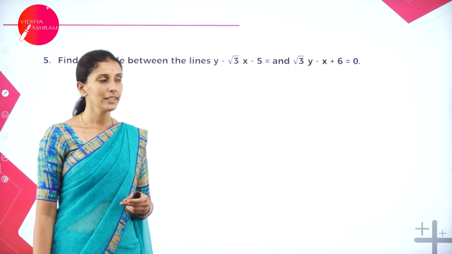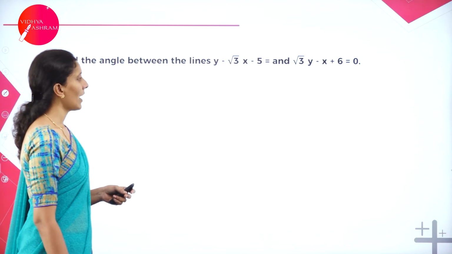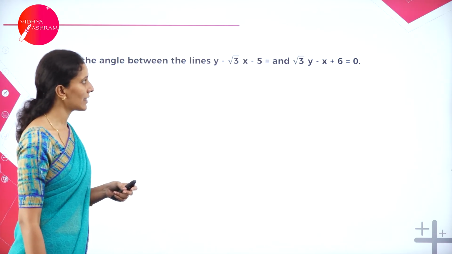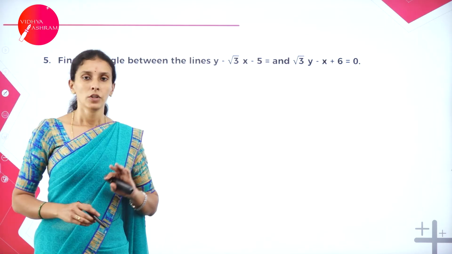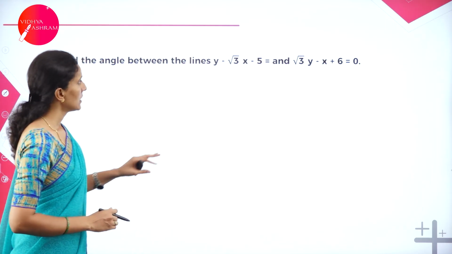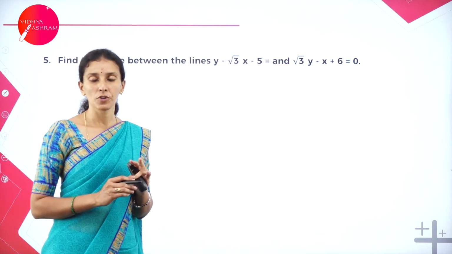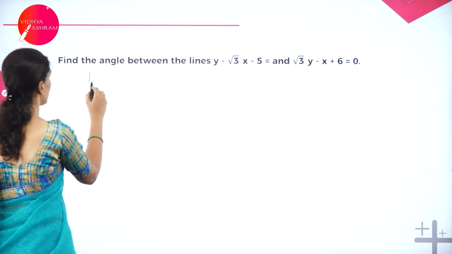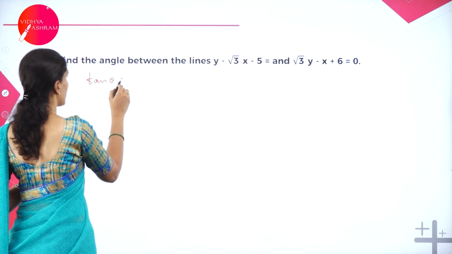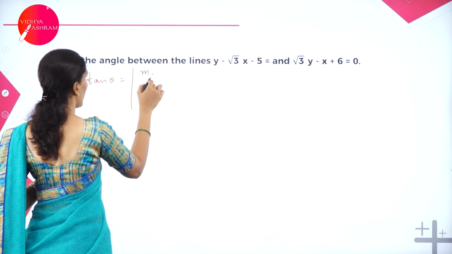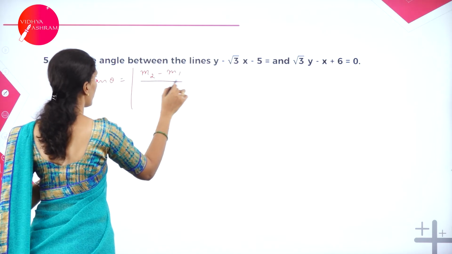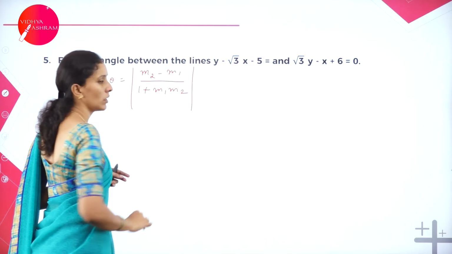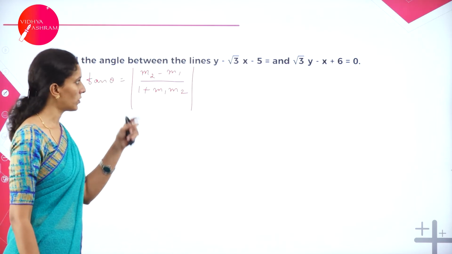Next we have to find the angle between the lines y minus root 3x minus 5 and root 3y minus x plus 6 is equal to 0. So what you are supposed to do here? Just find the slopes of the two lines, because tan theta is modulus of m2 minus m1 divided by 1 plus m1 m2. So therefore I need to find the slopes of the two lines.